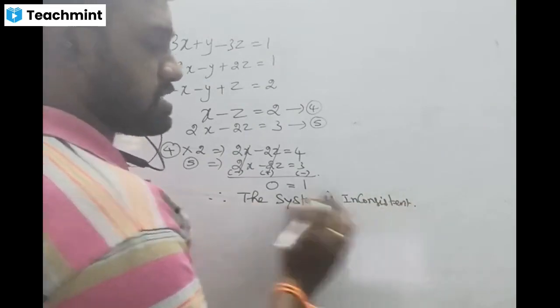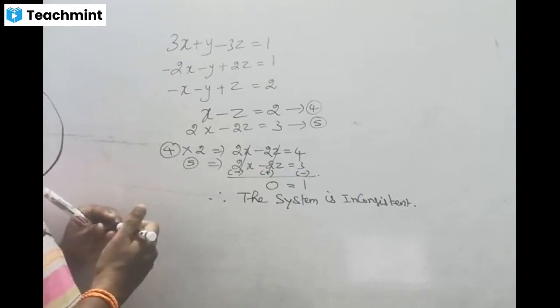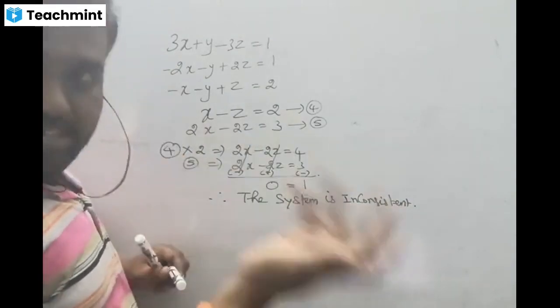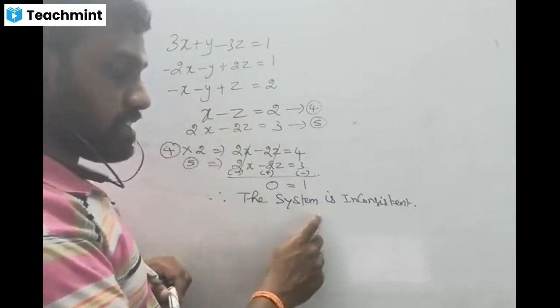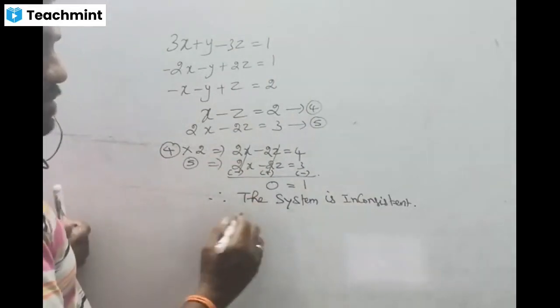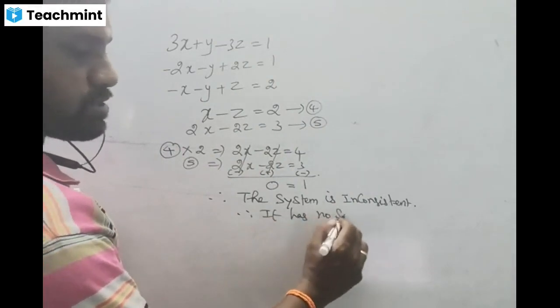Inconsistent means it is not proper. If it is consistent, we can give a solution, whether it is a single solution or infinitely many solutions. Suppose it is inconsistent, then what does that mean? It has no solution.